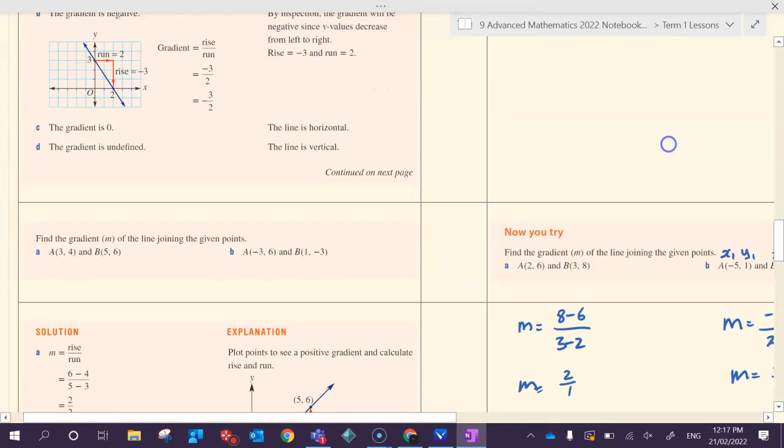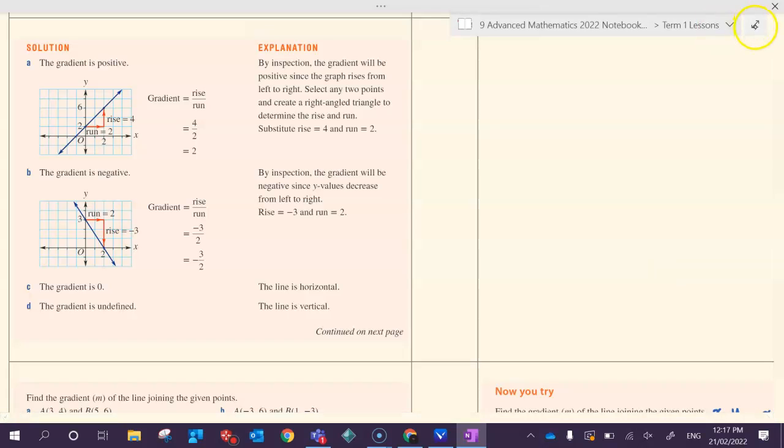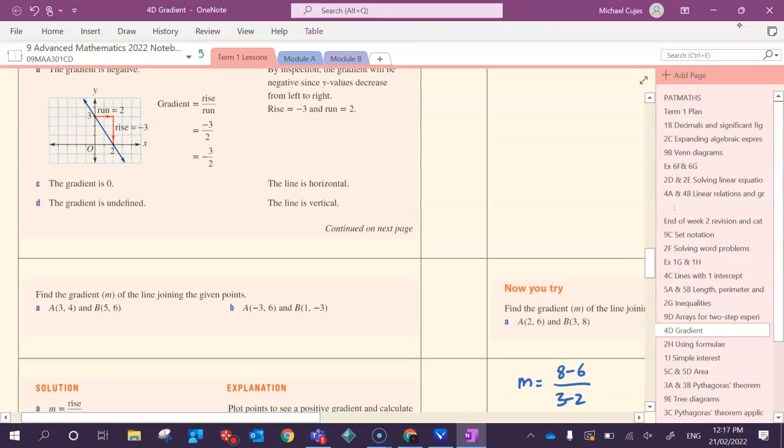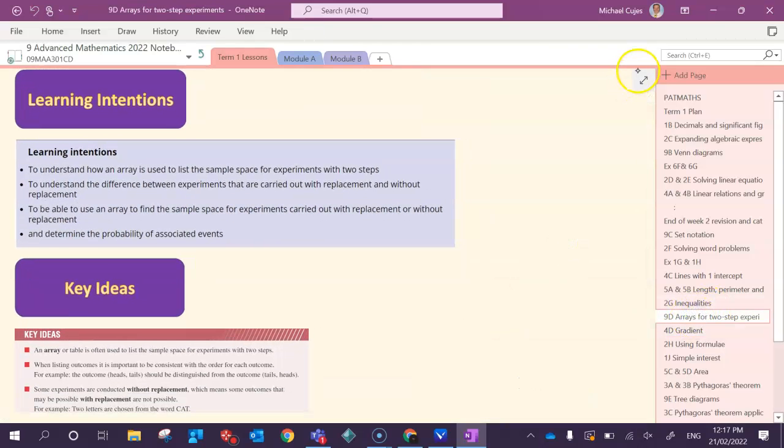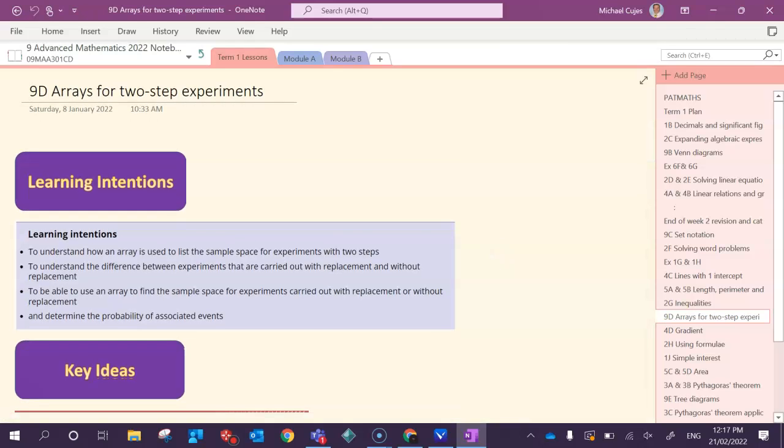Wow, that exercise is going to be really easy for you as well. So 4C and 4D, kindergarten maths for you guys. Isn't that nice? Maybe I'll throw a tricky question in there somewhere, but they're really not hard. Last little bit I'm looking at, so we're ticking off the exercises we left from last week. So this is 9D. Wow, arrays for 2-step experiments sounds confusing. Guess what an array is?